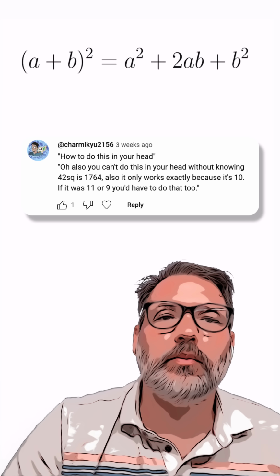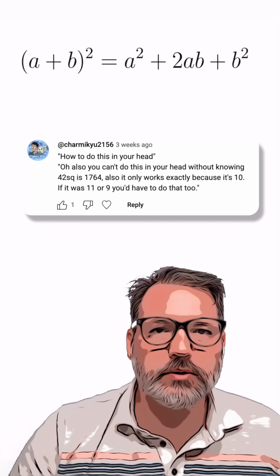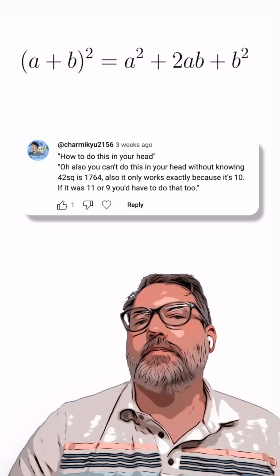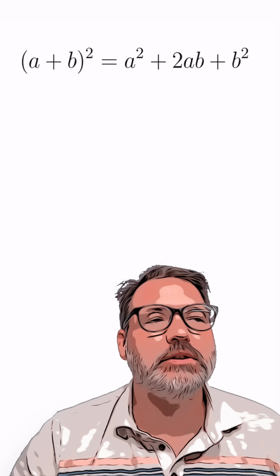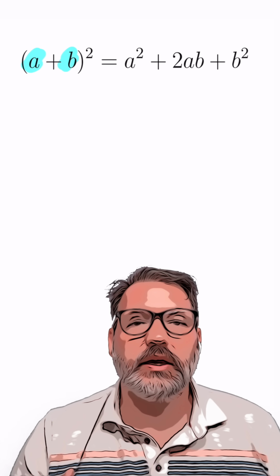I get it. Everybody wants to know how to do 42 squared in their head, no calculator. And a lot of people in the comments suggested a squaring trick based on this particular binomial expansion. So when you say binomial, all we mean is that we have two different terms connected by a plus or minus sign. And when we say expansion, we mean we're raising them to some power.